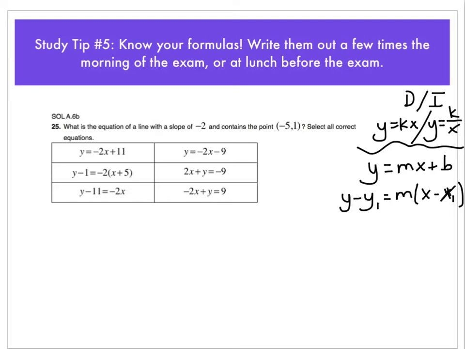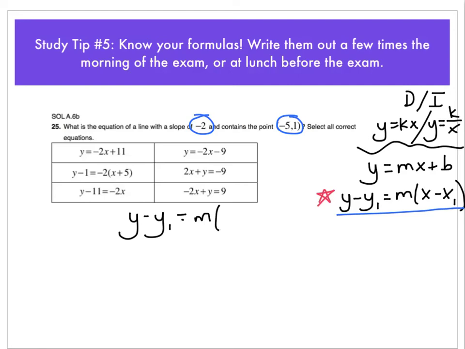Okay, y minus y1, ooh, messy. Y minus y1 equals m times the quantity, x minus x1, end parentheses. And that actually is the one we're going to utilize here. So what's the equation of a line with a slope of -2 that contains the point -5, 1? Now, how do I know that I want point-slope form? Well, they gave me a point and a slope. So y minus y1 equals m times x minus x1.